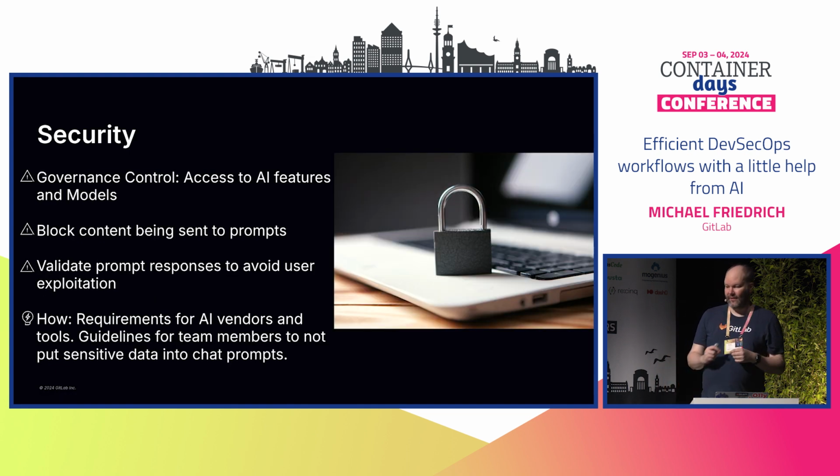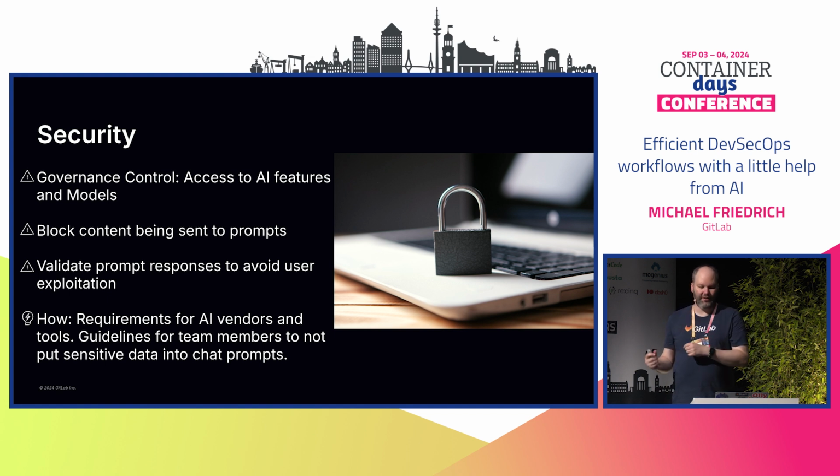From a security perspective, think about governance control, like who has access to AI features and models in the company or in the environment. Also consider blocking content being sent to prompts. Validating the prompt responses to avoid user exploitation, which is a common thing with LLM prompts and chat prompts, and also have these requirements for AI vendors. Also consider creating trainings for team members on how to use the chat prompts efficiently, but also consider not putting sensitive data into every chat prompt because it's so easy.